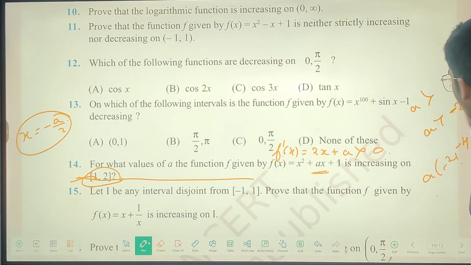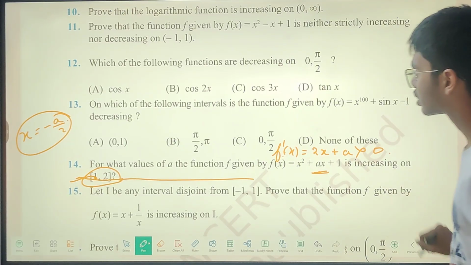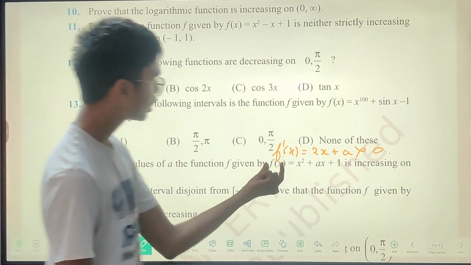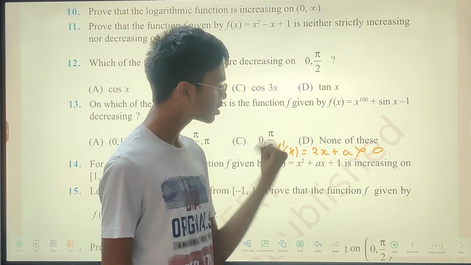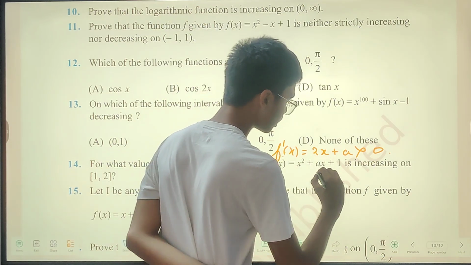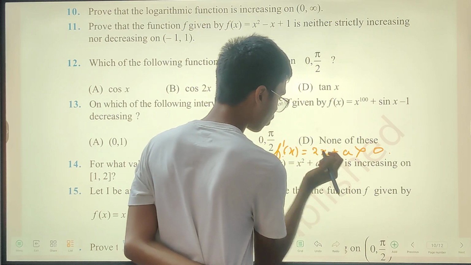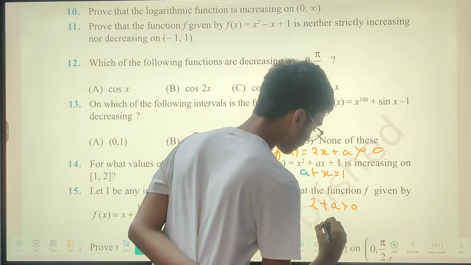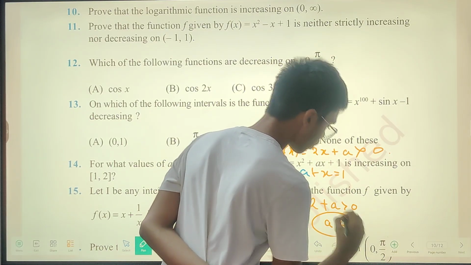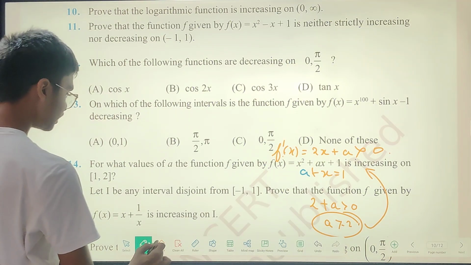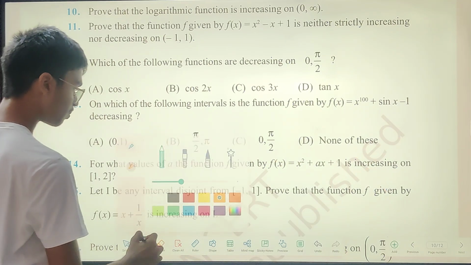Okay, see, the minimum value of x is actually 1, right? See what they have given: that here it is increasing. So f dash x is greater than 0, so 2x plus a is greater than 0. That means the minimum value is at x equal to 1. So it will be 2 plus a greater than 0, so a is greater than minus 2. This is the answer. Okay, then let I be any interval disjoint from minus 1 to 1. Prove that.